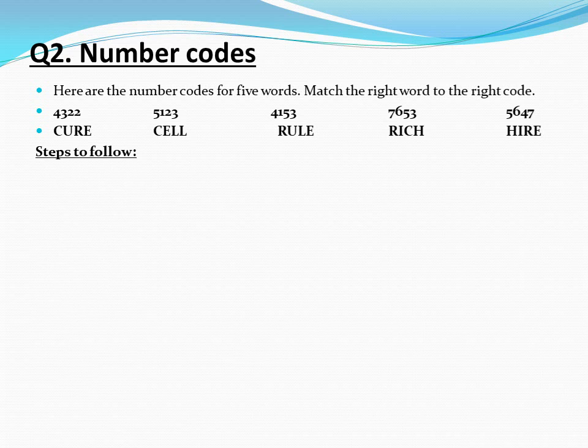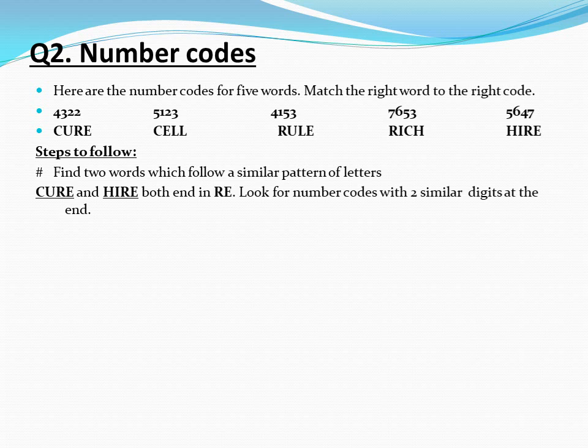So the first step to solve these kinds of number codes is, you find 2 words which follow a similar pattern of letters. If you look closely, cure and hire, they both end in RE. So now you need to look for some number codes with 2 similar digits at the end. So I can tell 4153 and 7653 both have the same ending digits, because every other number code which is given to you doesn't end in the same 2 digits. So we can safely assume that R is now equal to 5 and E is equal to 3.